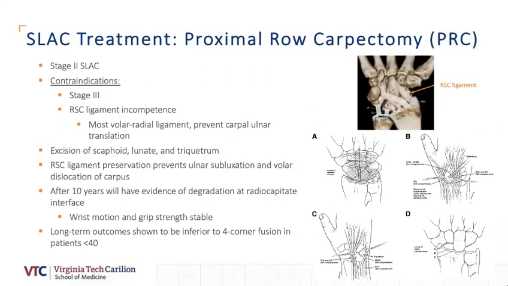Next, you can do a proximal row carpectomy or PRC, and this is indicated in stage 2 slack wrist. And this would be contraindicated in a couple scenarios, specifically if there's stage 3 disease. And this is due to the fact that in this surgery, you're taking out the proximal row, so the scaphoid, lunate, and triquetrum, and as a result, the capitate is going to be what articulates with the radius now. And so if you have arthritic changes of the capitate and lunate, which is stage 3 disease, you're putting an arthritic bone onto that radius, which could result in problems down the road.